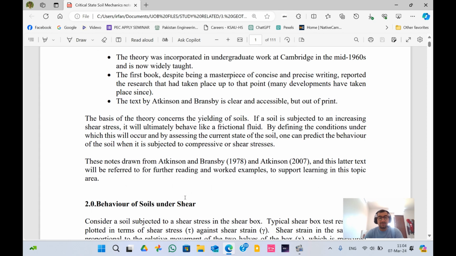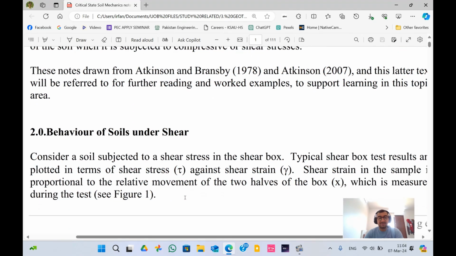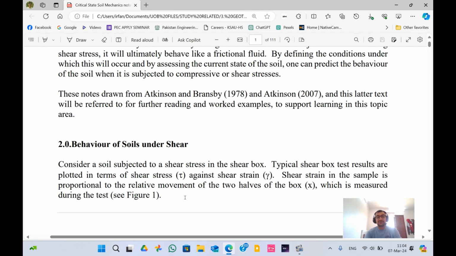Now, this is the start: the behavior of soils under shear. We have studied in our bachelor courses that soils undergo a lot of stress, and one of the stresses is known as shear stress. So if a soil is subjected to shear stress in a shear box, now, the shear box is one of the apparatus we use in laboratories to test the soil's strength, and I'll be explaining this further.